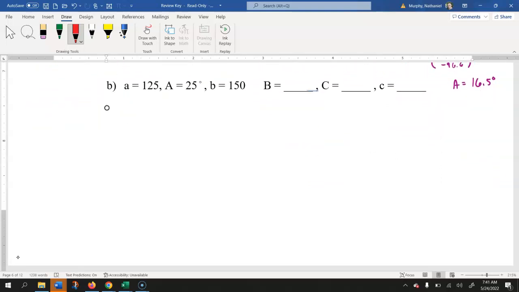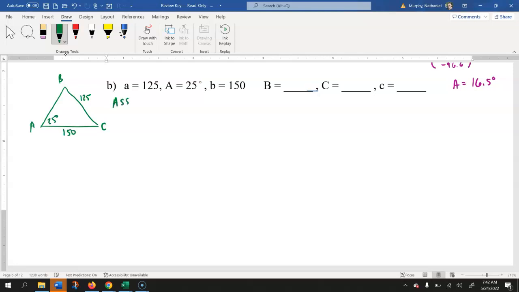Let's look at 27B. Now, if you notice I added more space here, it's because we miscalculated how much space you would need for this problem. So the best bet would be to probably work on this one on a separate sheet of paper. Let's start by drawing a diagram. So side A is 125. Angle A is 25 degrees. And side B is 150.